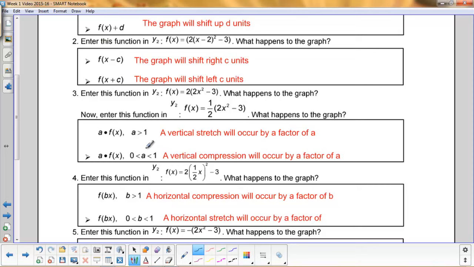A's, when a is bigger than 1, which makes sense, when I have very big numbers, I'm going to get a stretch. That is the same effect as what I would think. When I have a fraction between 0 and 1, I'm going to get what is known as a compression vertically, and that's going to occur by the factor of a in both cases.